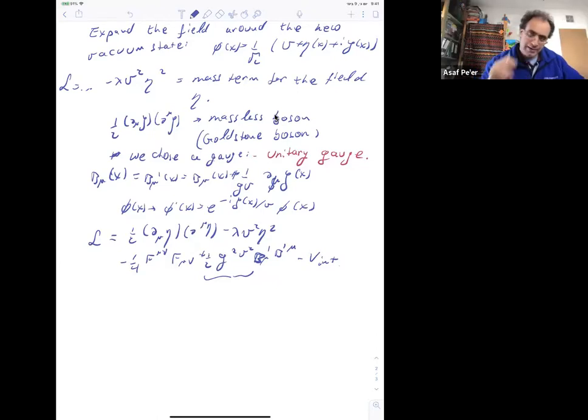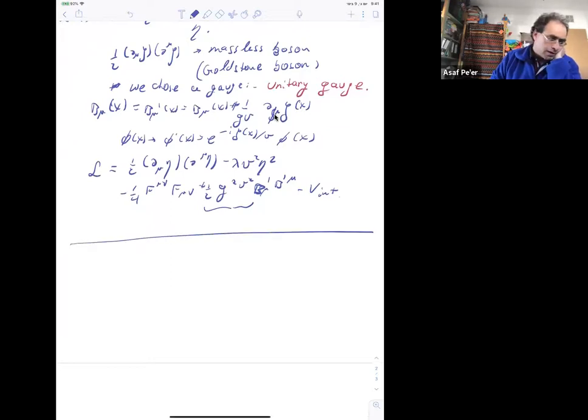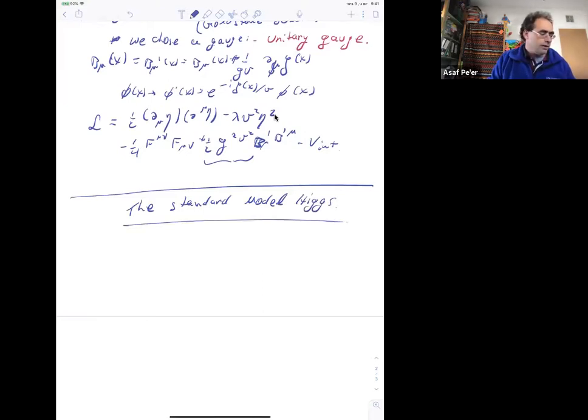Okay, the rest is actually, if you got the idea, pretty much following. It's just a little bit more complicated algebra. So the Higgs in the standard model. What we did so far was using the Higgs mechanism to generate mass for a gauge boson that corresponds to a U1 local gauge symmetry, right?